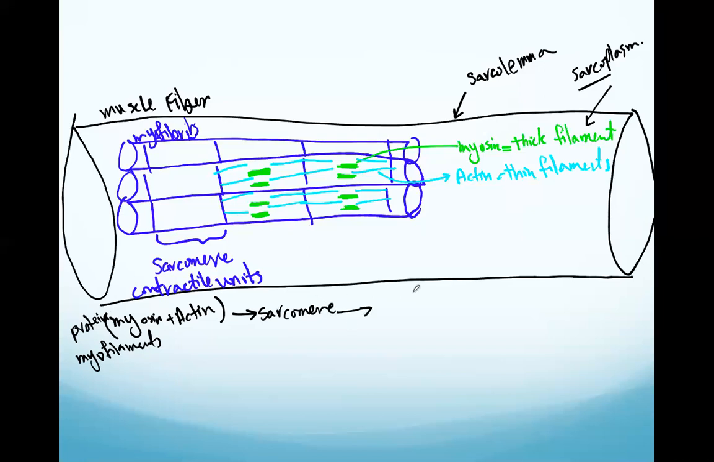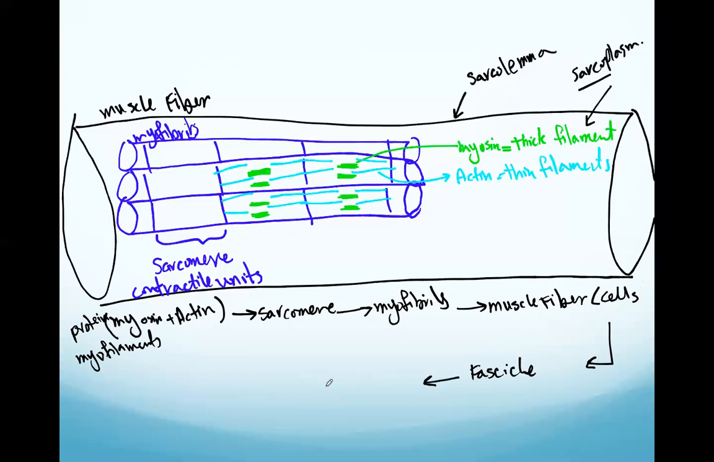Sarcomeres would form your myofibrils. Myofibrils are packed inside my muscle fiber, right? Which are basically cells, right? These cells are found inside the structures we call fascicles, right? We're going through microscopic anatomy, and then we finally have the whole muscle.